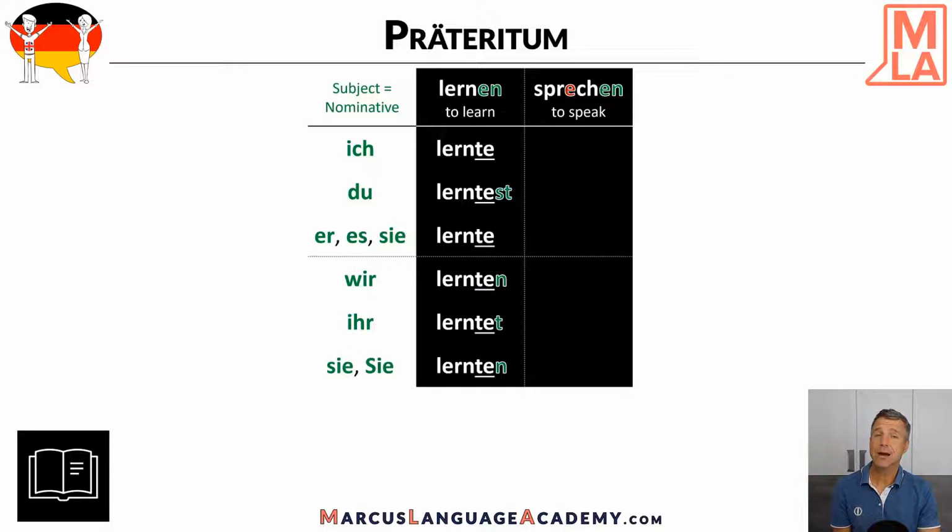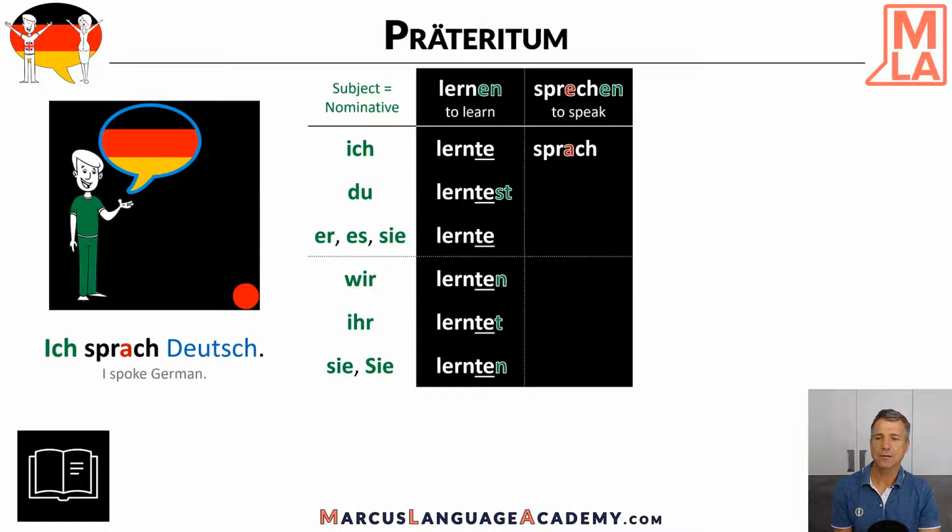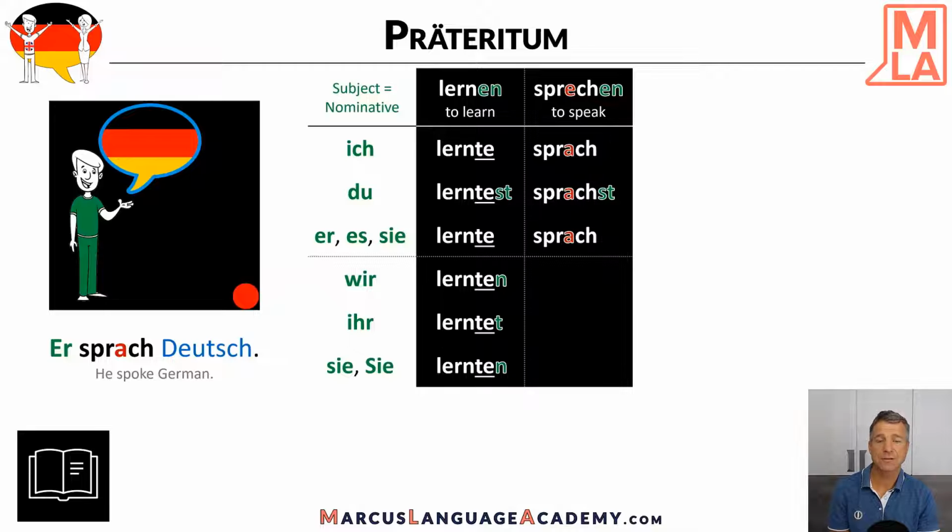Okay, let's see now an irregular verb in Präteritum, like the verb sprechen, to speak. Here we say ich sprach Deutsch. I spoke German. There's a change from the e to an a. And there is no te applied because this change already shows us that it's past tense. In second person we add the st, so du sprachst Deutsch. And third person it's the same, sprach, no ending, no te, but the change of the root.